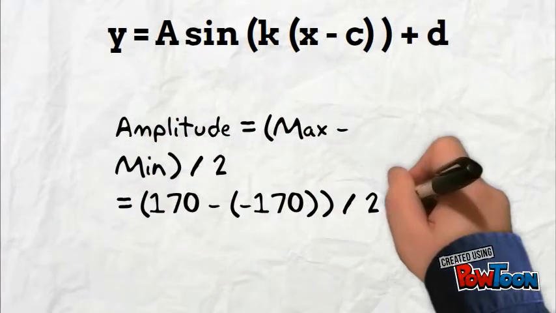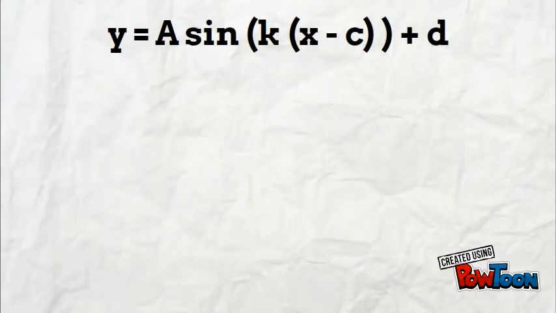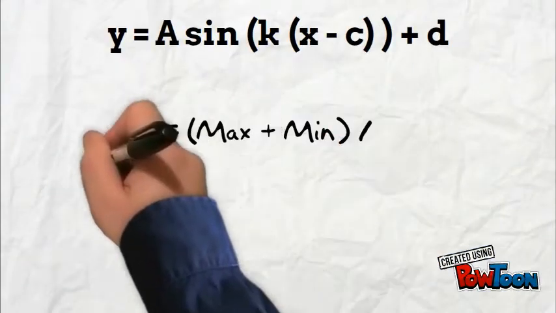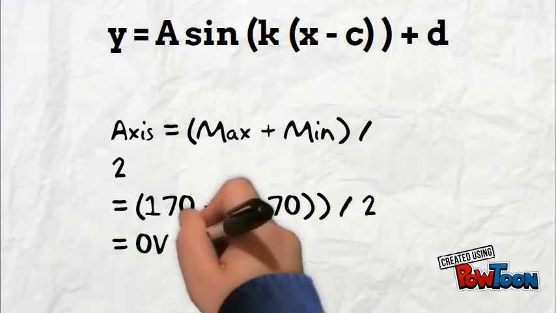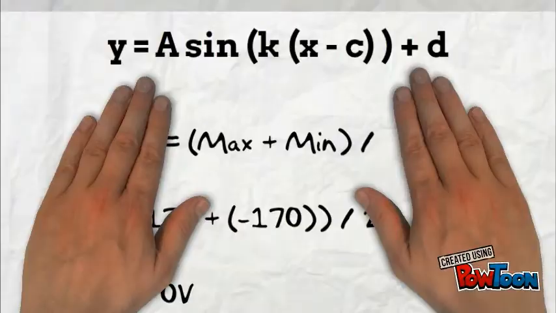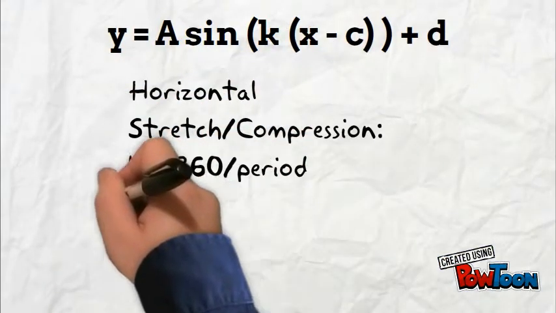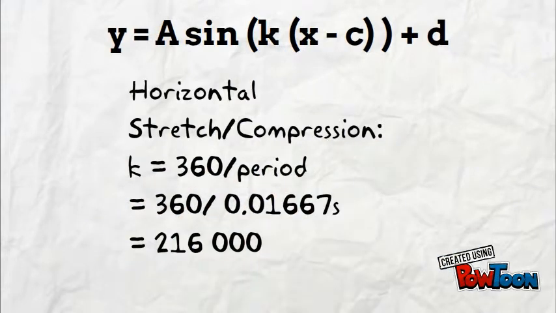So the amplitude is 170 minus negative 170 divided by 2, which is 170 volts. The axis can be determined by the equation V equals 170 plus minus 170 divided by 2, which is just V equals 0. The period is 16.67 milliseconds as determined from the graph. This represents 0.01667 seconds.